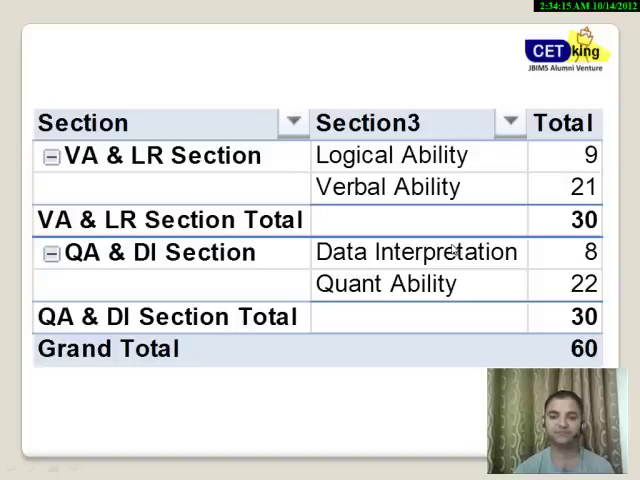Same for DI and quant. This is my breakup: in the paper I got 8 questions on DI and 22 on quant, 9 questions and 21 questions. So that's a kind of overview.